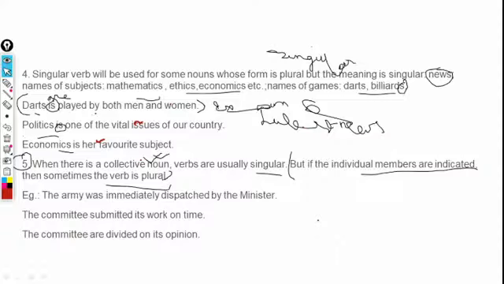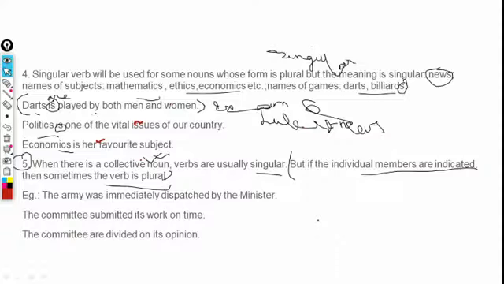The army was immediately dispatched by the minister. Army is the soldier collection, right? That we have, all countries have that. So an army is a collective noun. That is why our verb is a singular verb, because the sense of army is that of a collection and unit, right? They are together. Collective nouns are always together. They act as a unit.